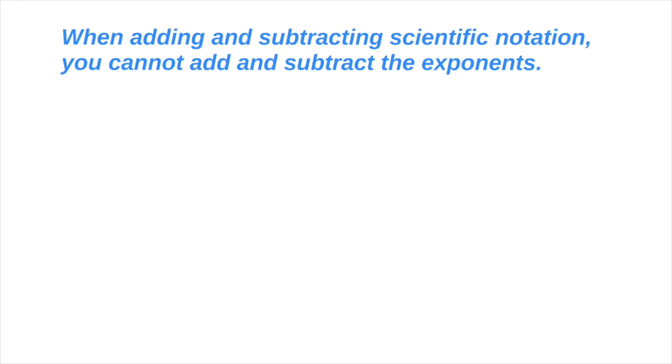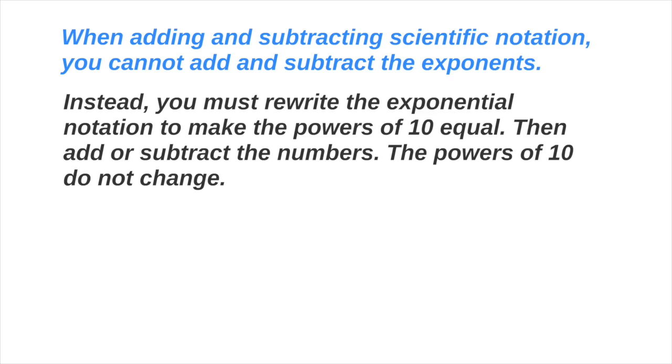One last point about scientific notation. When adding or subtracting numbers in scientific notation, you cannot add and subtract the exponents on the powers of 10. That was just for multiplying and dividing. What you can do, though, is rewrite the exponential notation in a way that makes the powers of 10 equal, then add. Here we need to add 2.3 times 10 to the 8th plus 35 times 10 to the 6th.